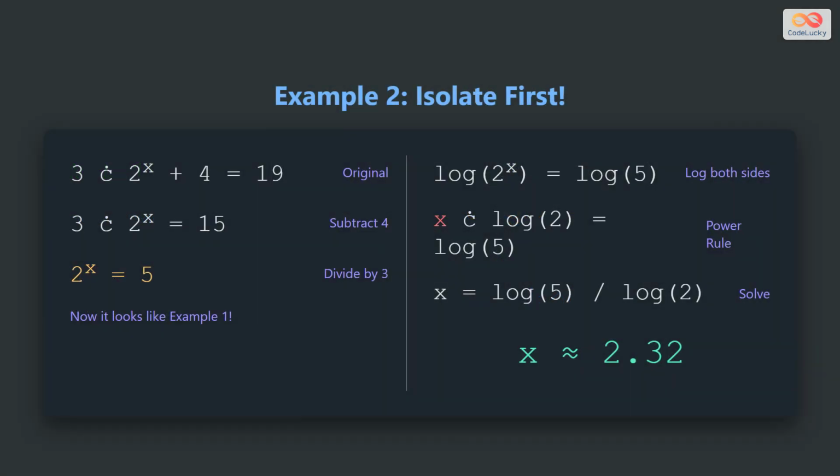Let us look at a harder one. 3 times 2 to the power of x plus 4 equals 19. We cannot take the log yet because the exponent part is not alone. First, subtract 4 from both sides to get 15. Then, divide by 3 to get 5. Now we have 2 to the power of x equals 5. This looks just like our first example. Take the log, bring the x down, and divide. The answer is approximately 2.32.